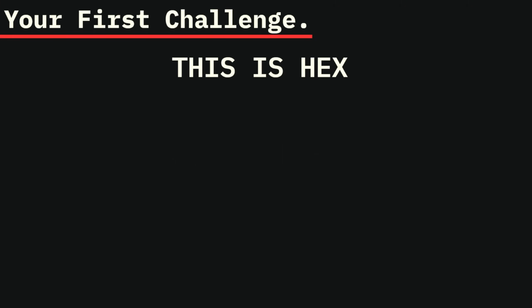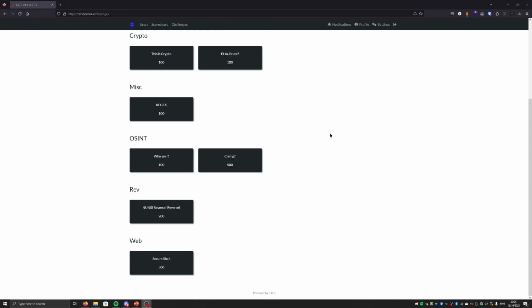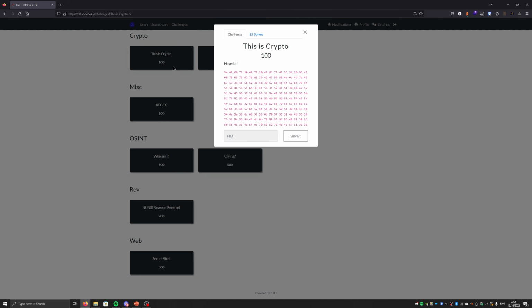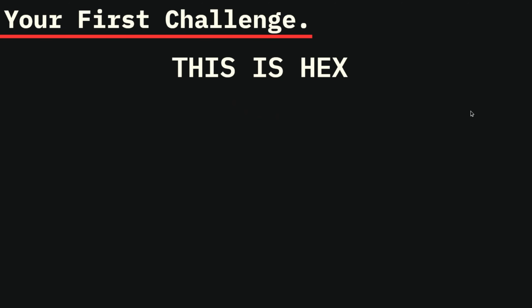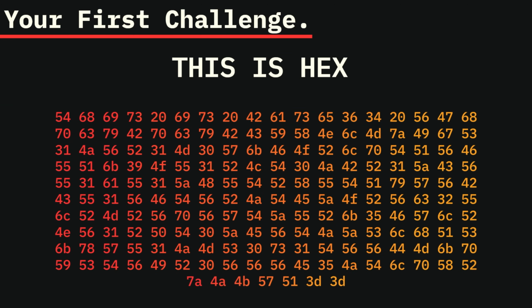And this is where I move back to the presentation. So this is where we start with the first challenge. If you go back to your capture the flag and you see a crypto challenge called This is Crypto, you'll see a very long string of hex characters. If we go back to this, it is this long string of hex characters.